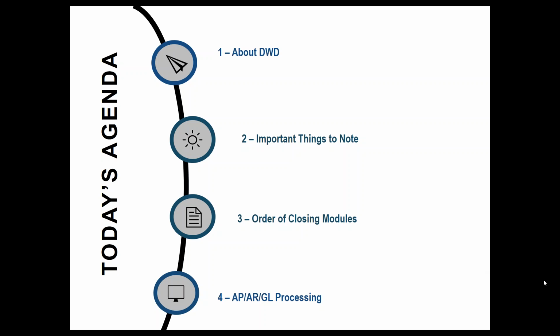What we're going to cover this afternoon, for those of you who may not be familiar with DWD, we're going to review a little bit about who we are. We're going to talk about some important things with regard to the Sage 100 software. We're going to talk about closing modules. I know that's a question that we get very regularly. You know, when do I close a module? What order do I close them in? And then the last part of the first half, we're going to discuss some things that occur during the period end processing in AP, AR, and general ledger.